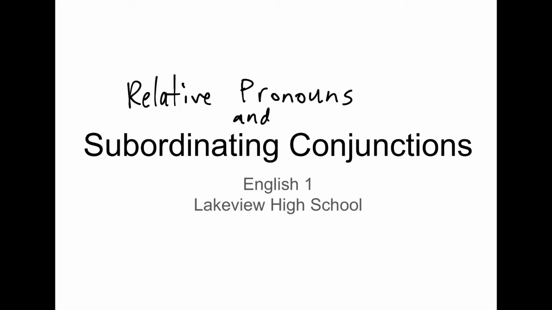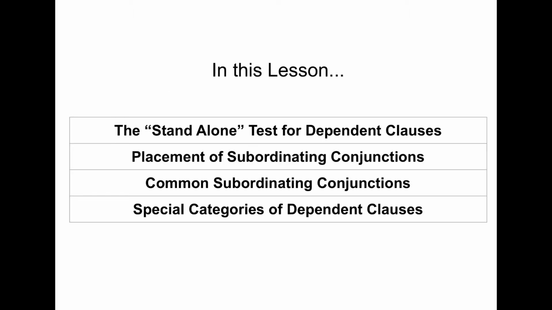This video is about relative pronouns and subordinating conjunctions. These are two different types of words that can go at the beginning of a dependent clause. We'll talk about the standalone test for dependent clauses, placement of subordinating conjunctions, some common subordinating conjunctions, and some special categories of dependent clauses that actually use relative pronouns instead of subordinating conjunctions.